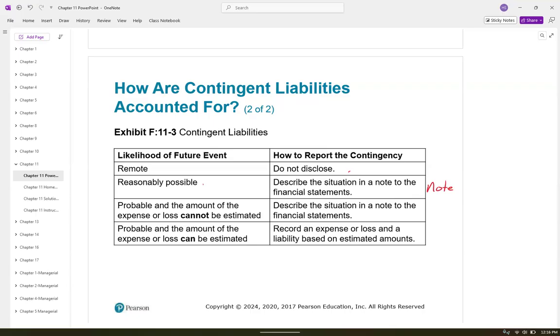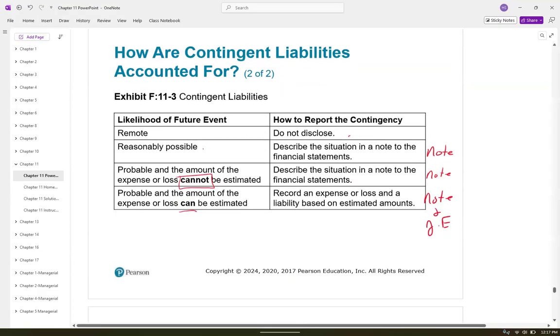If it's probable and the amount cannot be estimated, we are again just going to make a note in the financial statements. If it's probable and we can estimate that loss really well, we're going to make a note and a journal entry. We're going to do both. We're going to go ahead and provide for that contingent loss.